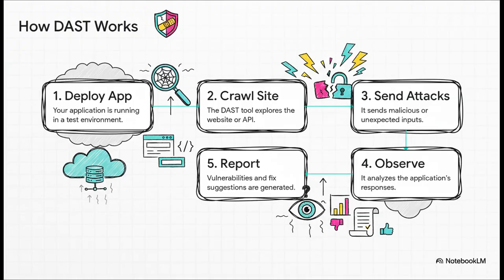The whole process is actually pretty methodical. First, you get your app running. Then, the DAST tool starts to crawl it, basically clicking every link and mapping out every single page and input form it can find. Then, the fun begins, the attack phase. It throws everything it's got at the app, all sorts of malicious inputs, and it just watches. It observes how the app responds. Does it crash? Does it reveal secret information? And finally, it bundles all of that intel into a neat report for your team to act on.